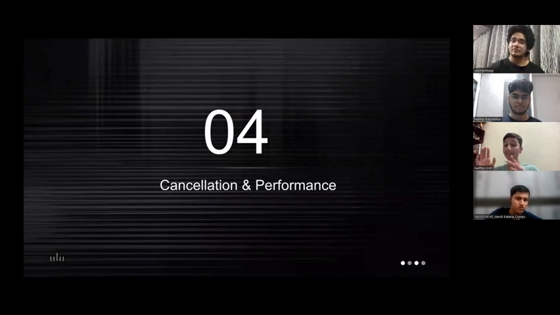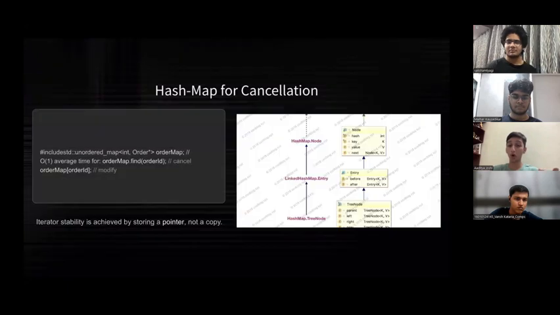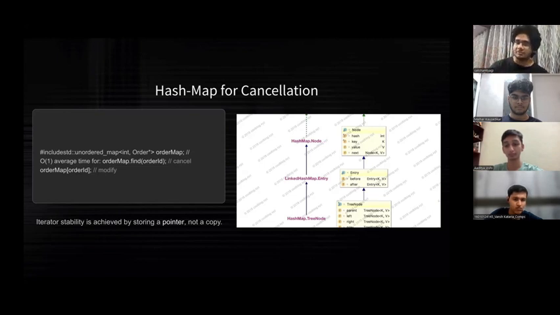So for cancellation, we use an unordered map storing order ID to order pointer. This gives us a time complexity of big O(1) average time for finding and cancelling orders. The key is storing the pointers and not the copies. This maintains iterator stability. When we modify an order, the change reflects everywhere.